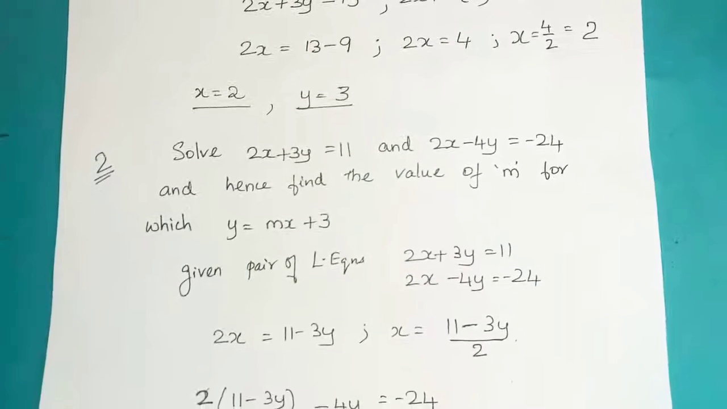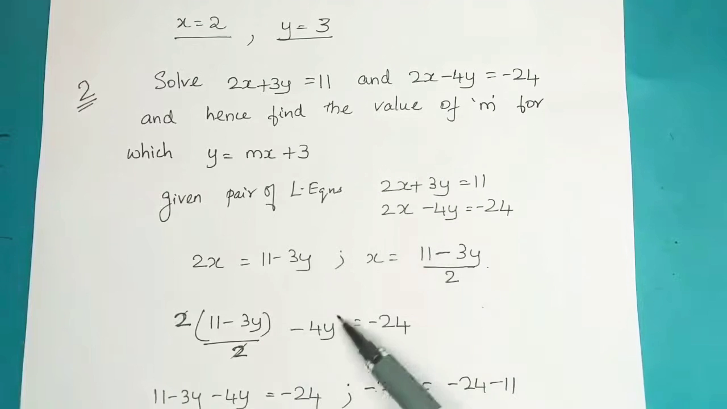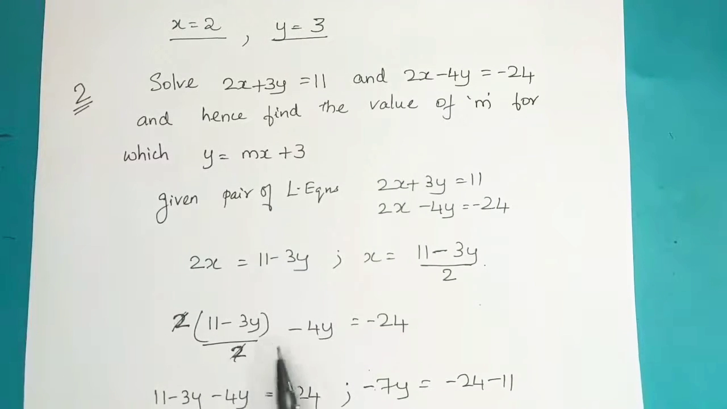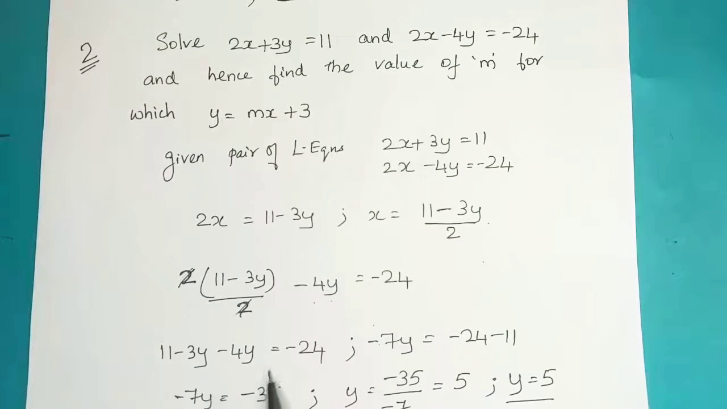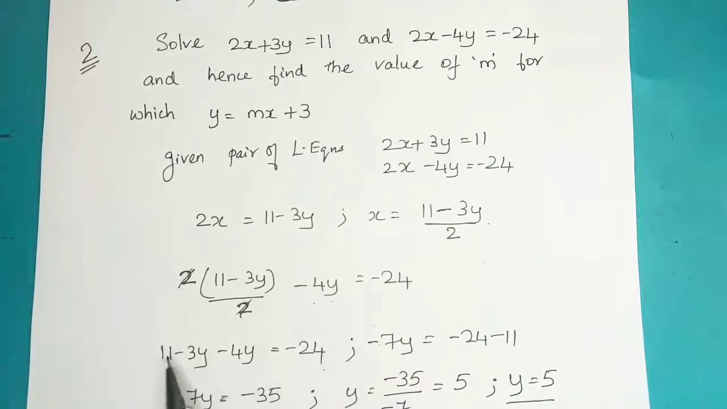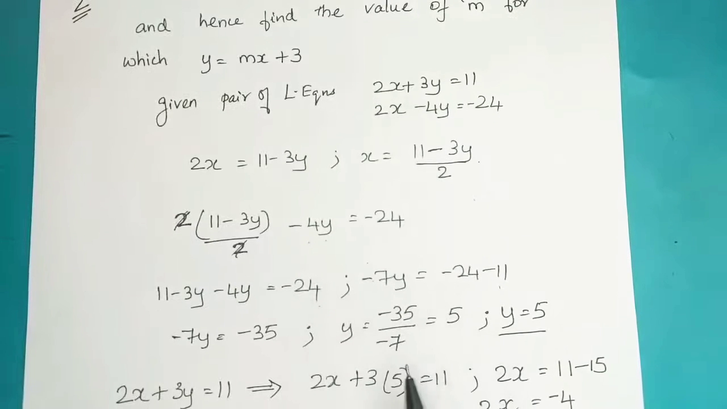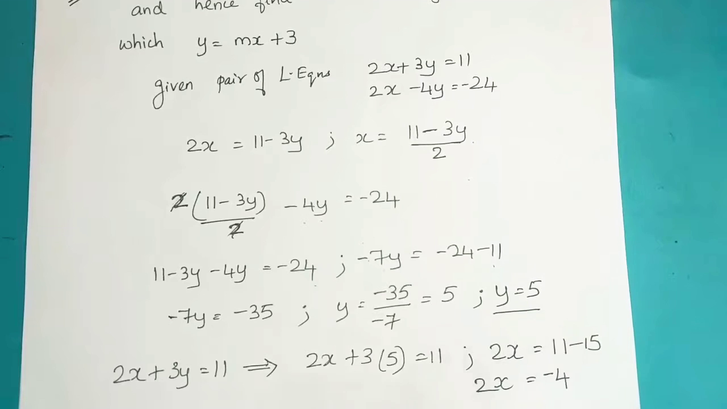You get 2 into (11 minus 3y) by 2, minus 4y, is equal to negative 24. And these two 2's get cancelled here. And what remains here? 11 minus 3y minus 4y is equal to negative 24. That means 11 minus 7y is equal to negative 24. And when you transpose this 11 to the other side, it is negative 11. And negative 7y is equal to negative 35, and y is equal to negative 35 by negative 7. These two negatives get cancelled, and we got the value of y as 5 here.